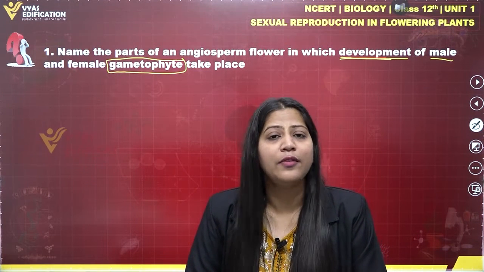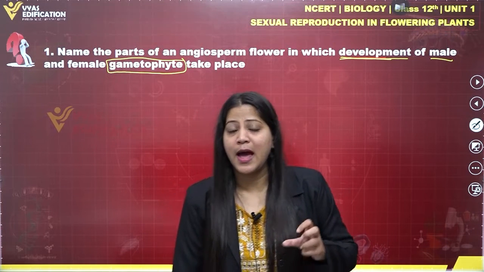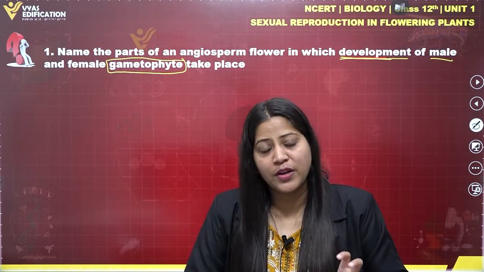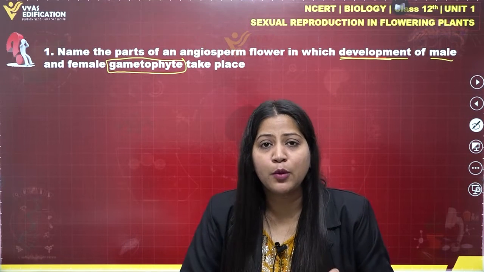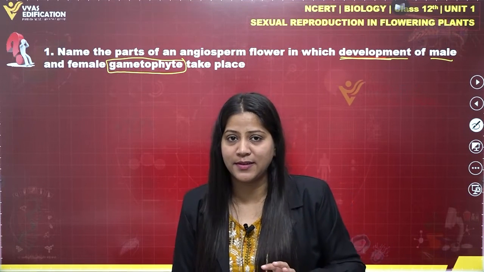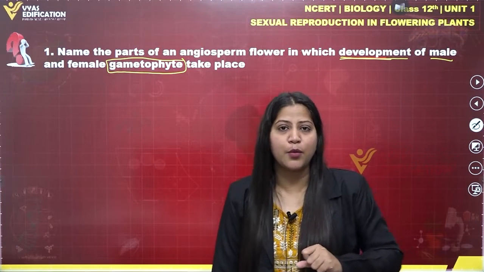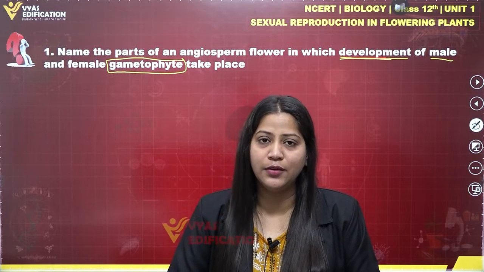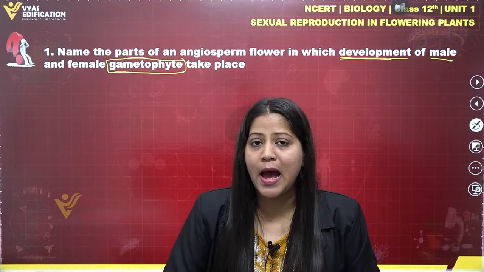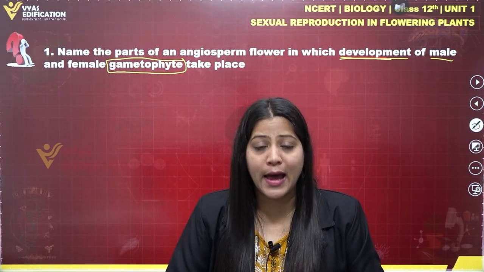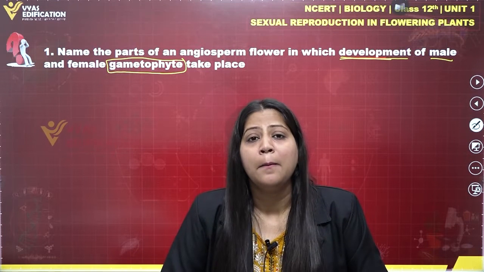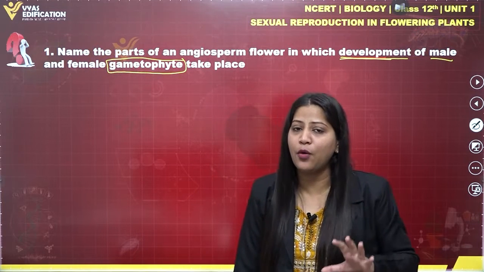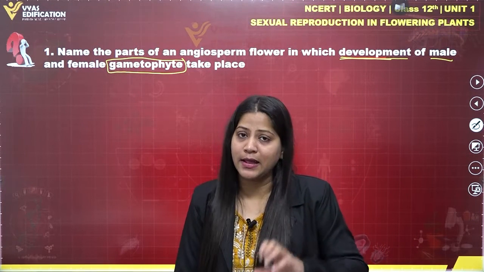inside which the male and female reproductive parts are present. If we talk about the male reproductive organ, that is stamen, it consists of two parts, anther and filament. Now anther is bilobed, and each lobe of the anther contains two microsporangia, which are sac-like structures. So in total we have 4 microsporangia in the anther.